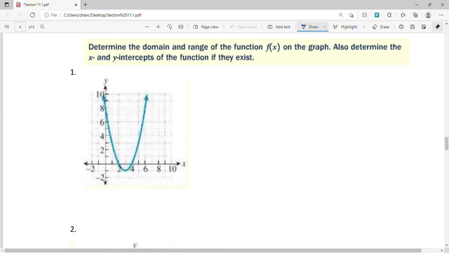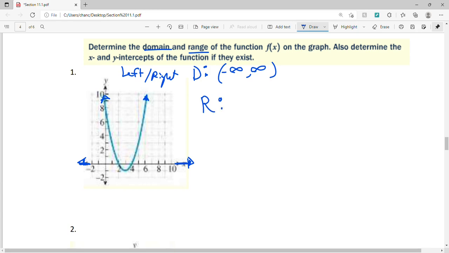Determine the domain and range of the function on the graph. Also determine the x and y intercepts if they exist. Now remember, the domain was the set of all x values. So if you look at the graph, this graph extends forever towards the left and forever towards the right. That's what I'm going to use to determine the domain. So it goes forever to the left and forever to the right. So it has all possible x values. So the domain is negative infinity to infinity.